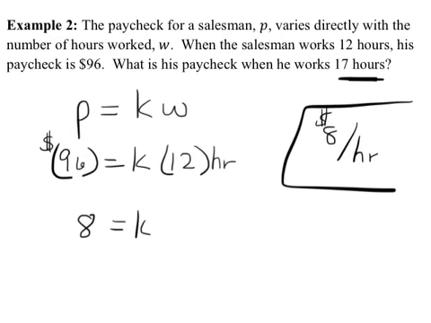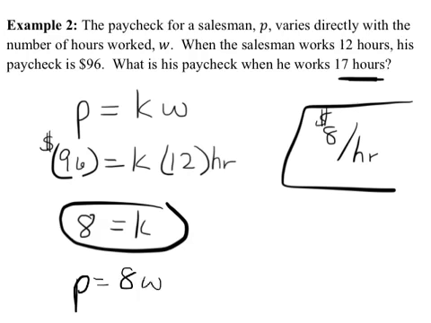When you divide through here, you get dollars per hour. So that's the hourly rate. So we can just multiply that by 17 because we know how to do that from work experience. Or we can go back and say this is K. Now this formula up here simply becomes P equals 8W.